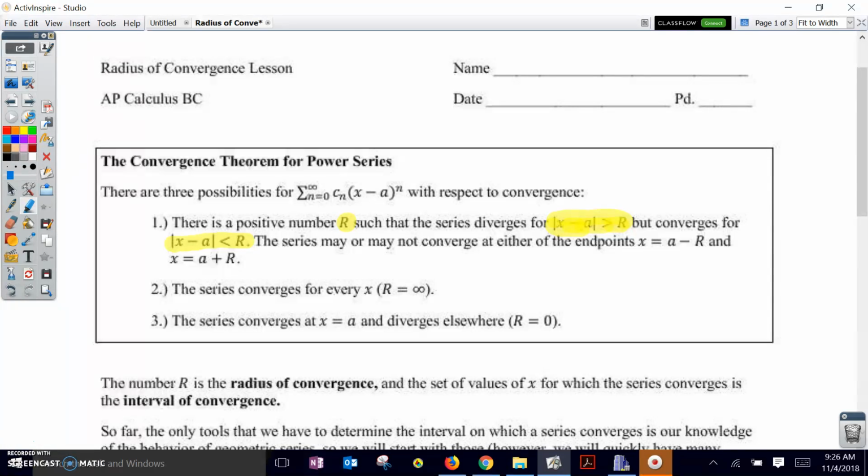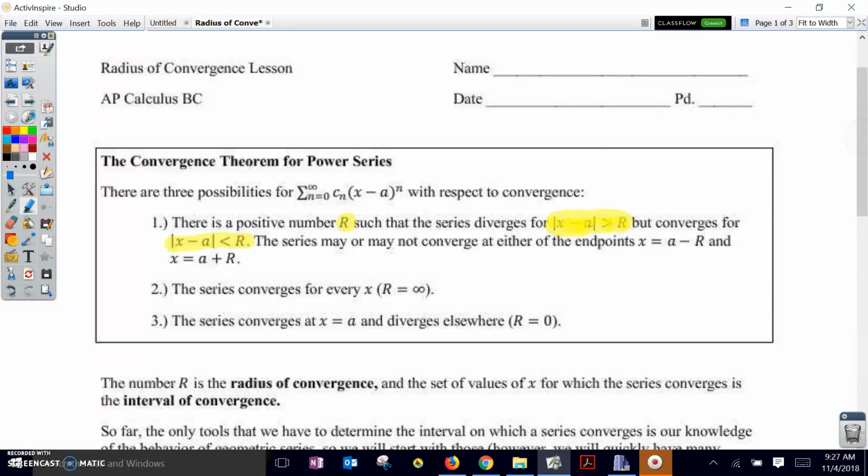Okay, and the other two possibilities, we could have the series converge at every x value, in which case the radius of convergence is infinite, and we could have the series converge only at the center, in which case the radius is 0. But the vast majority of series that we're going to look at will have some finite radius of convergence that we can determine by looking at the interval of convergence of the series.